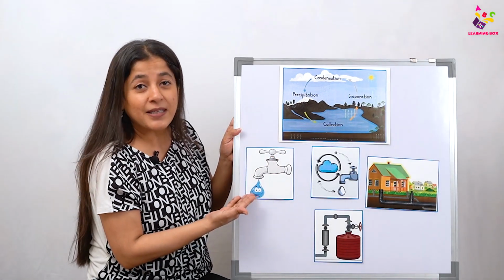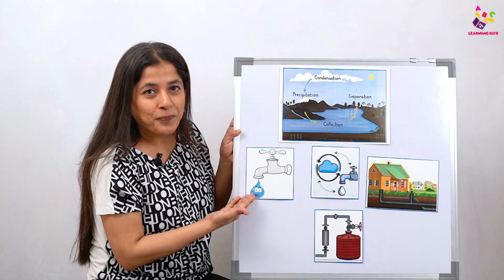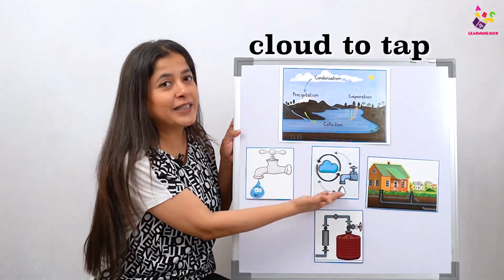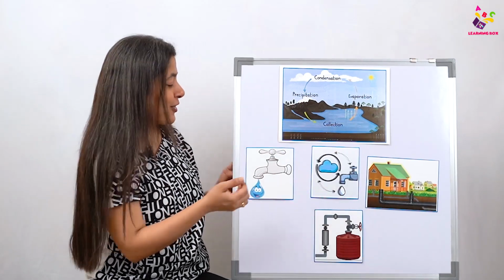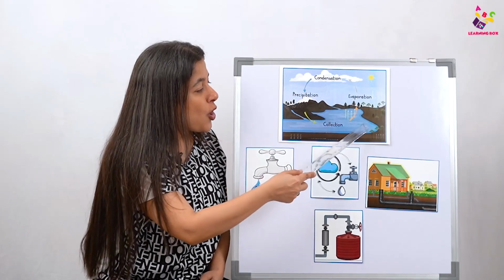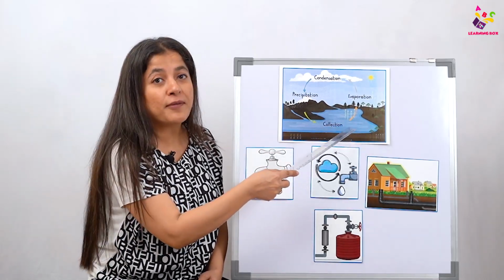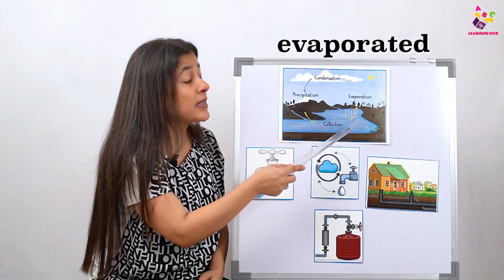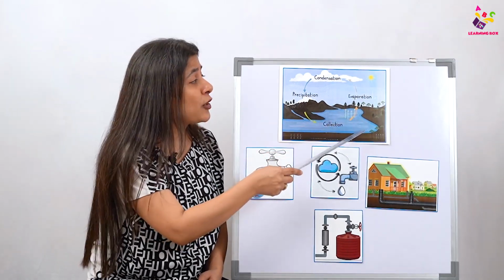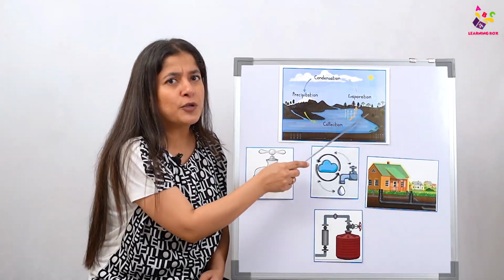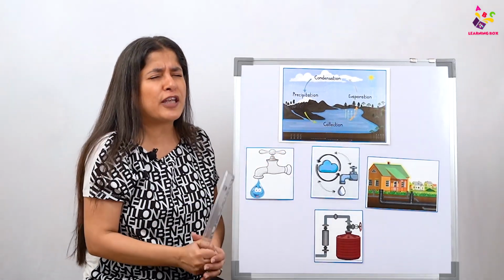Yes, isn't that amazing? Right? How do we get water at home? From clouds to tap. So let's quickly go through it once. What happens first? All the water from the rivers and lakes gets evaporated. That means it becomes gas and goes and gets collected in the clouds. And how does it turn into gas? Because it becomes very hot.